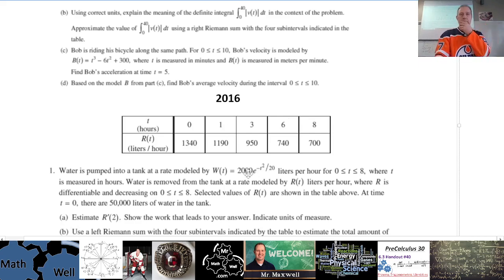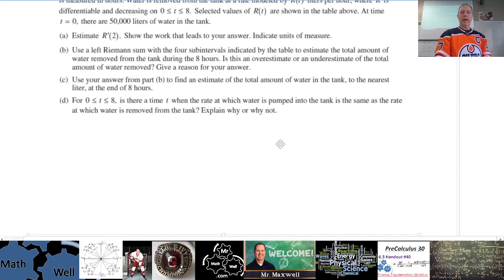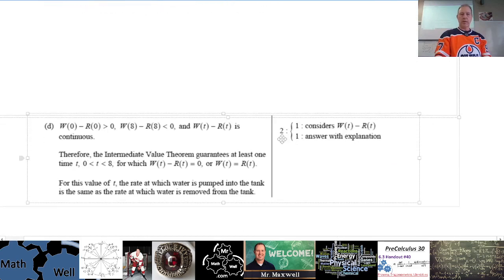Yeah. It says consider W minus R. What do they mean by that? Okay, so for scoring, let's go back down here again. For scoring for this, so it's continuous. The intermediate value theorem says that there should be one point where they are equal, or where W(t) equals R(t). For this value of t, the rate at which water is pumped into the tank is the same as the rate at which water is removed.